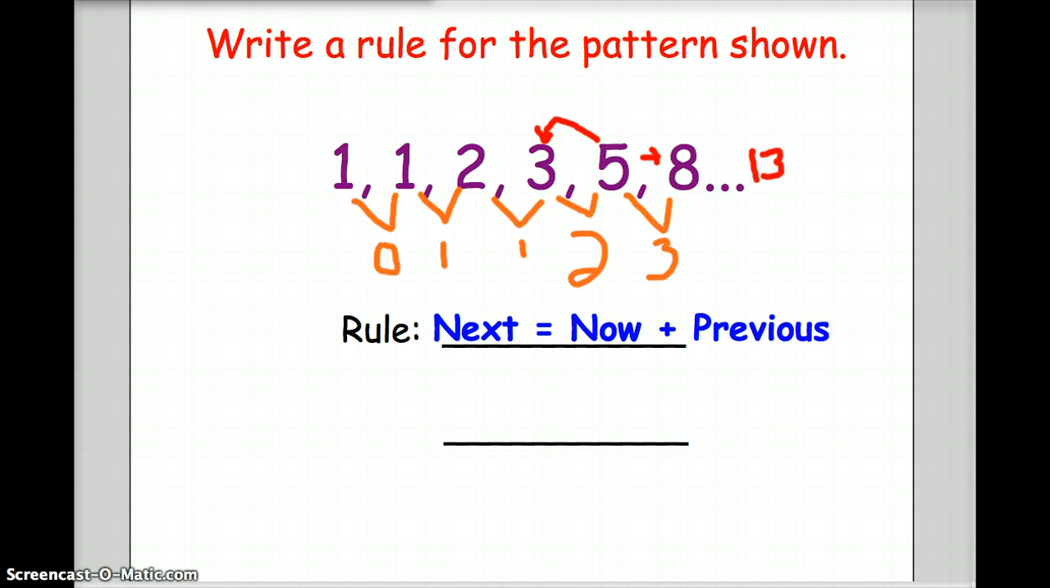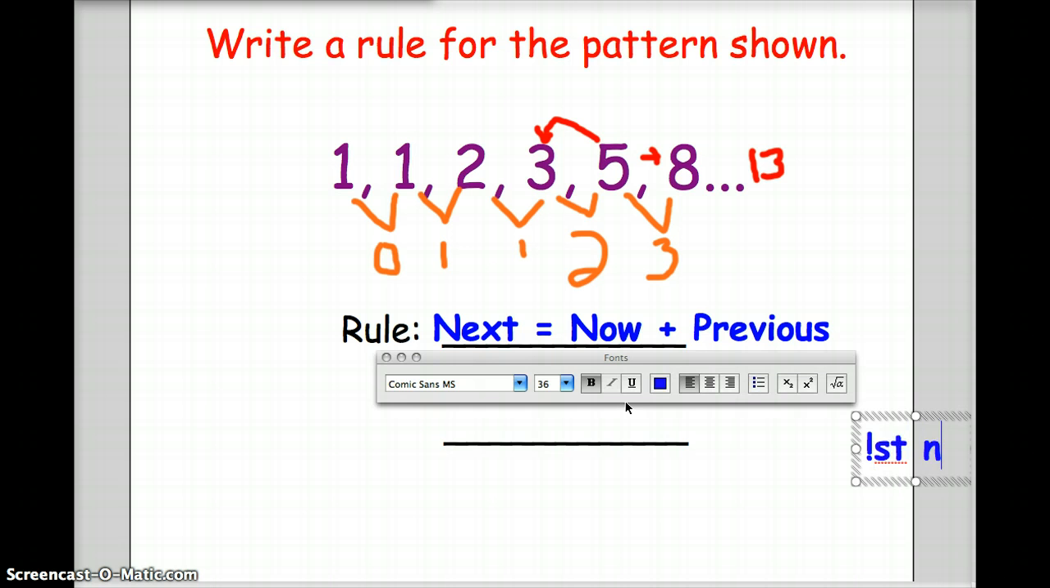Don't forget to remind the person looking what your starting point is. So our starting point in this case, or our first now, is going to be 1.